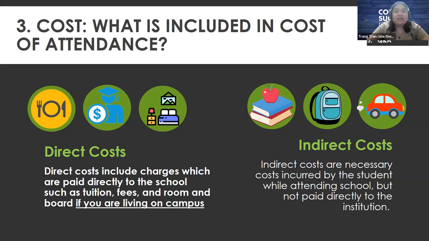Indirect costs are necessary costs incurred by the student while attending school, but are not paid directly to the institution. So that's like books, if they are purchasing them from outside sources, right? Any school supplies, transportation, laundry detergent, for example.